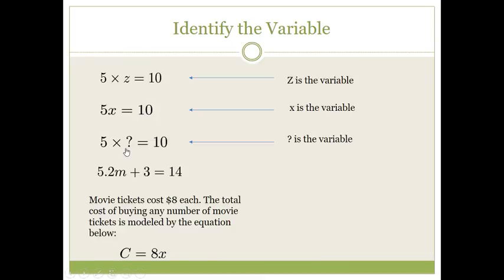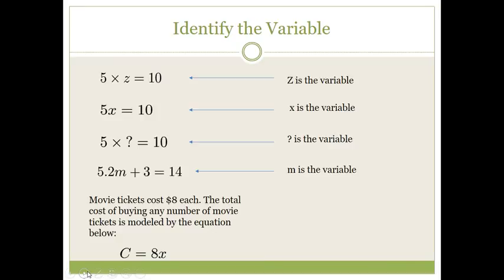Just like this statement is the exact same statement as the one above. 5 and then I have the multiplication symbol, question mark. So 5 times some number equals 10. Just like what was stated above. They mean the exact same thing, where the question mark is the variable. And then finally in this last equation, the variable is m.